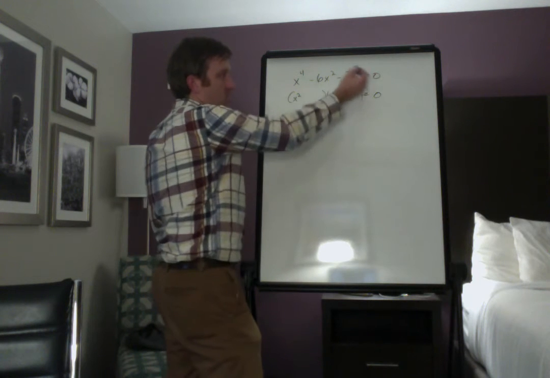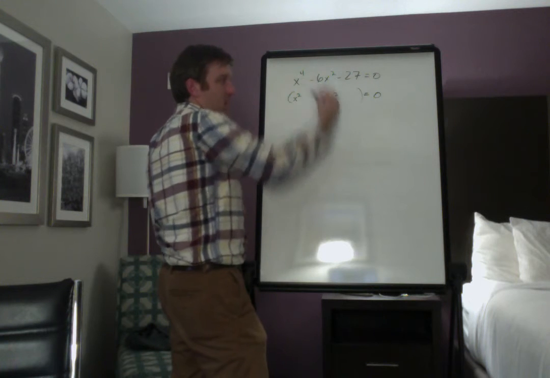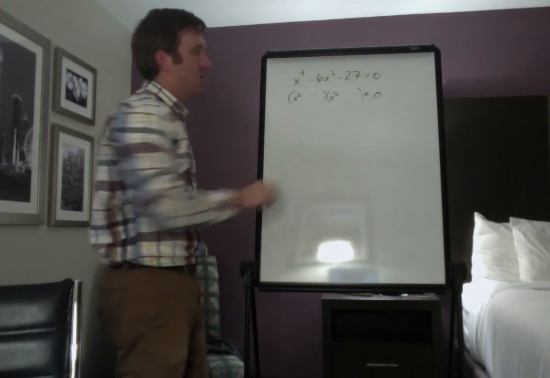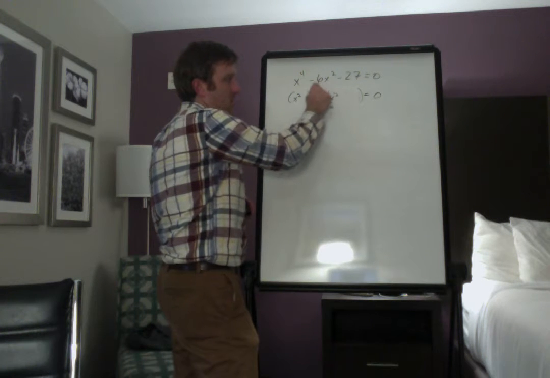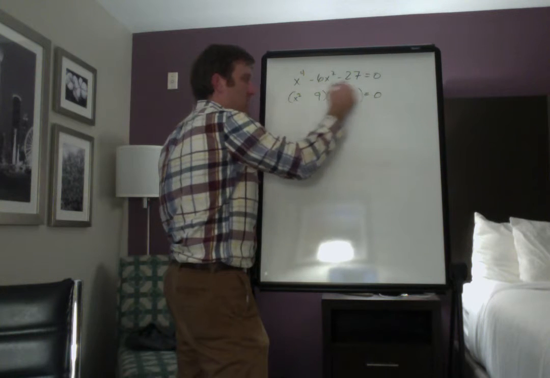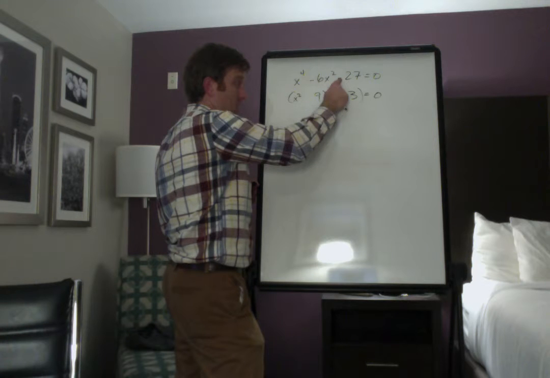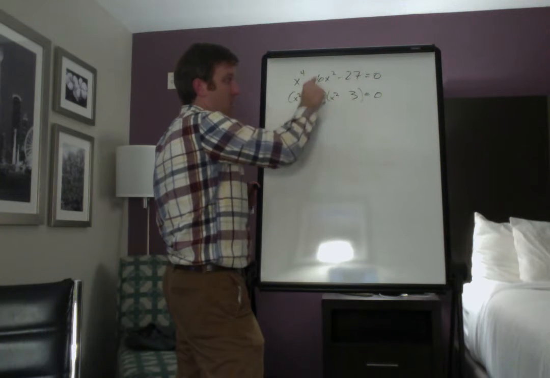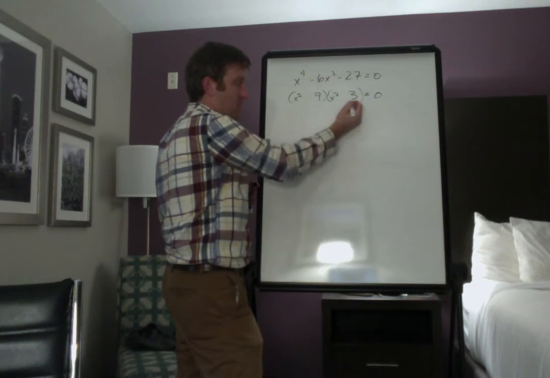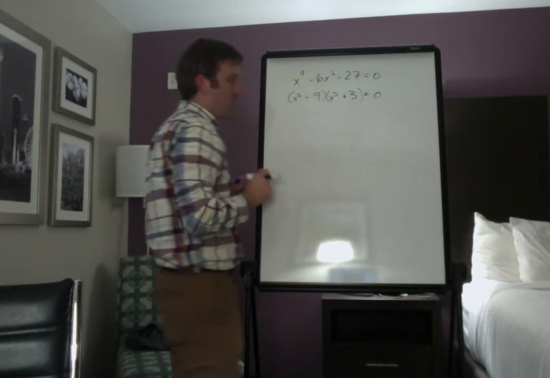Then I need factors of 27 that subtract to make 6. So that's 9 and 3. They have different signs. The sign of the greater product is negative. So greater product is the 9x squared, not the 3x squared. So the 9x squared needs to be negative. The 3x squared will be positive.